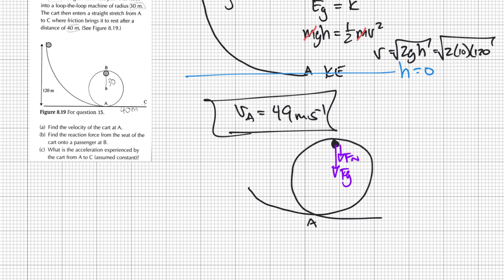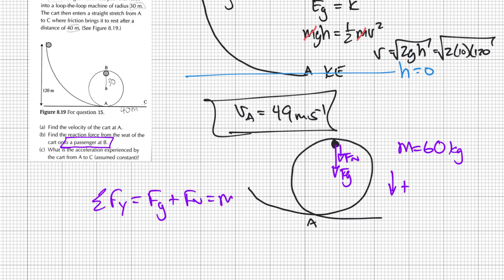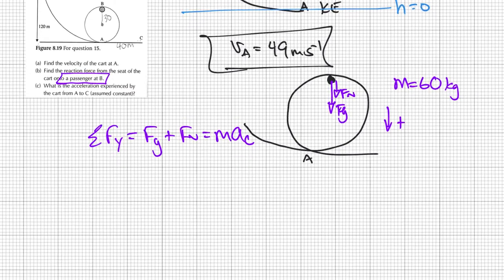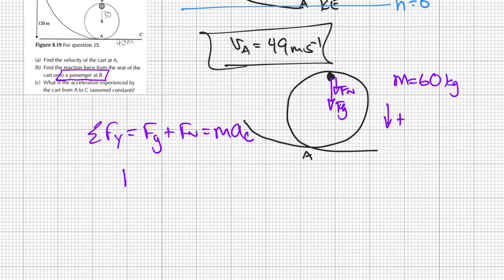So if we're just talking about a single passenger, right? Find the reaction force onto a passenger, so our mass is going to be 60 kilograms. And our equation, the sum of the forces in the y direction is, let's make it easy, let's make the positive direction down. So that's going to be the force of gravity plus my normal force equals mass times centripetal acceleration. And so the force of gravity plus the normal force equals my mass times v squared over r.